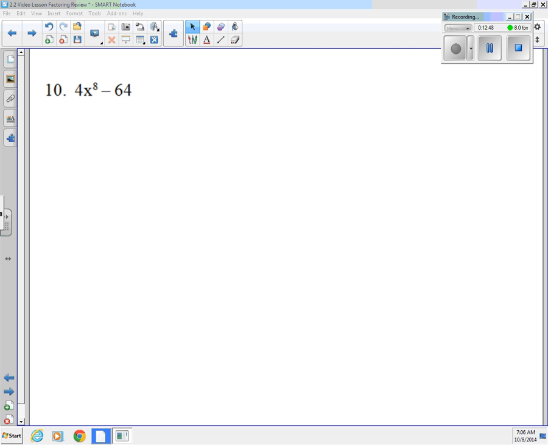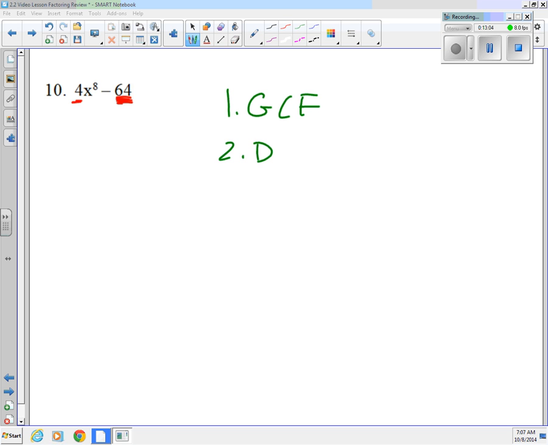Let's see. Number 10. So number 10 says we're going to factor 4x to the 8th minus 64. So firstly, I hope that we see that there's a GCF of 4 and 64. And that GCF, because again, I'm thinking of my checklist. My checklist: GCF, I should have written this at the beginning. Dots and IM.